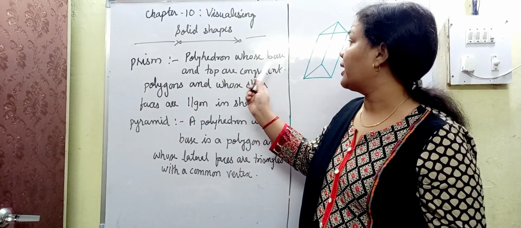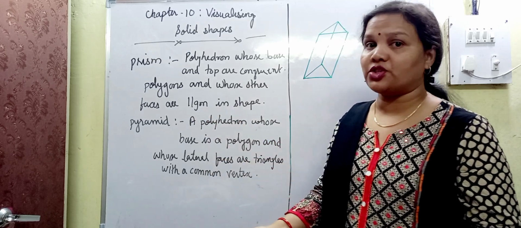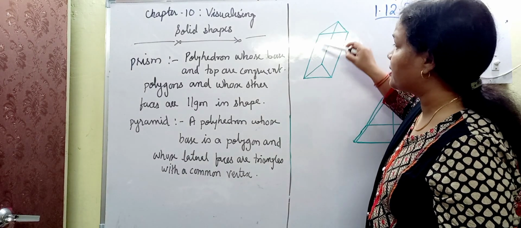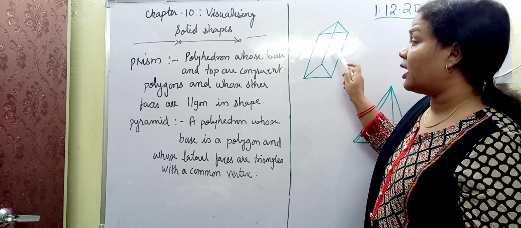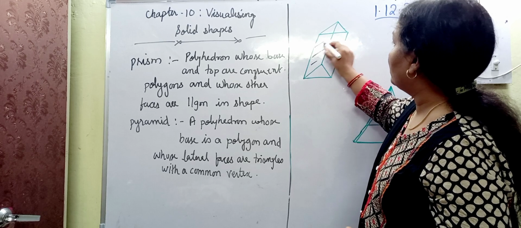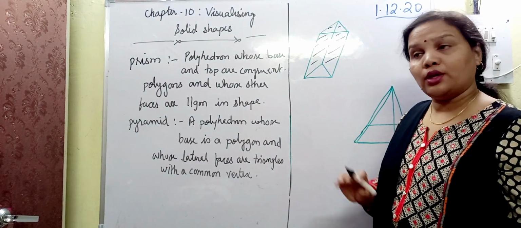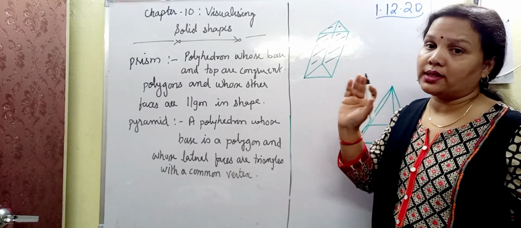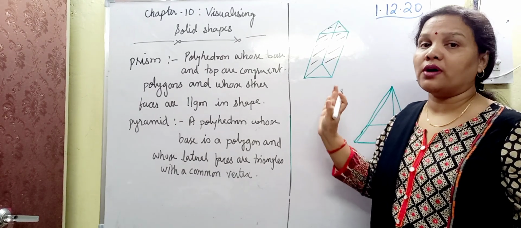Prism: a polyhedron whose base and top are congruent polygons and whose other faces are parallelograms in shape. Here is an example of a prism. You can see that the top and bottom are the same. They are congruent. They both are triangular. And the other faces are parallelogram in shape. This side, this part, is actually the shape of a parallelogram. This side also is the shape of a parallelogram. So prisms are those polyhedra where the top and bottom surfaces are congruent, and the other faces have the shape of a parallelogram.